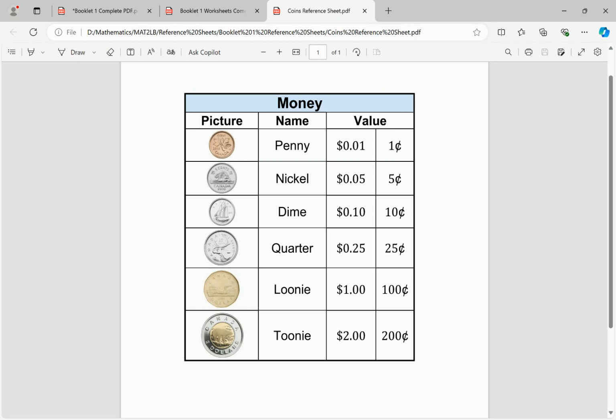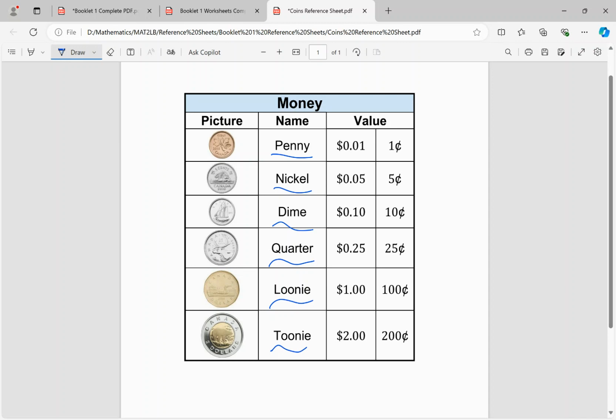So just as a quick refresher, pennies, which we won't work with too much, if at all, because pennies aren't really used anymore. But nonetheless, pennies are worth 1 cent. Nickels are worth 5 cents. Dimes are worth 10 cents. Quarters are worth 25 cents. Loonies are $1 or 100 cents. And toonies are $2 or 200 cents.